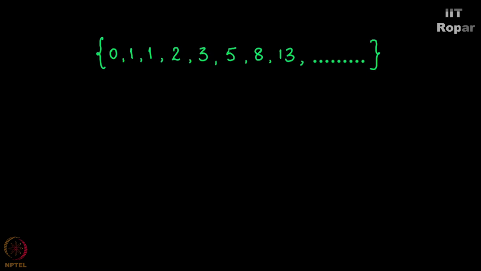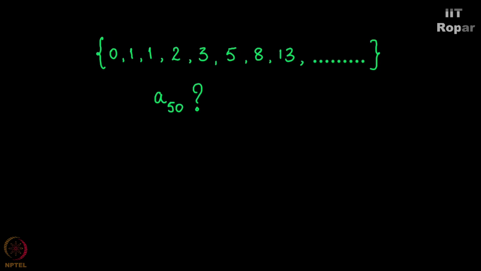So given a Fibonacci sequence 0, 1, 1, 2, 3, 5, 8, 13 and so on, how would you compute the nth term here? How does the nth term look like? How can we even answer this question? Let's say, what is A50 here? So one way to do it is simply start from 0, 1, 1, 2, 3, 5, 8, 13 and so on, and then go up to A50.